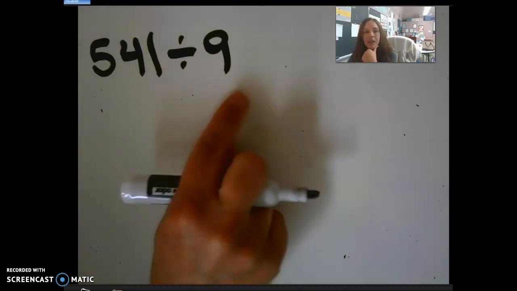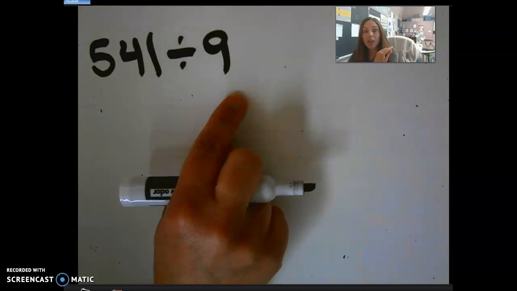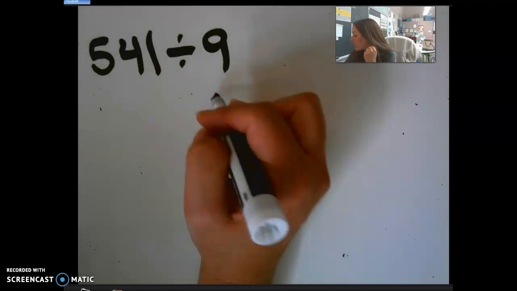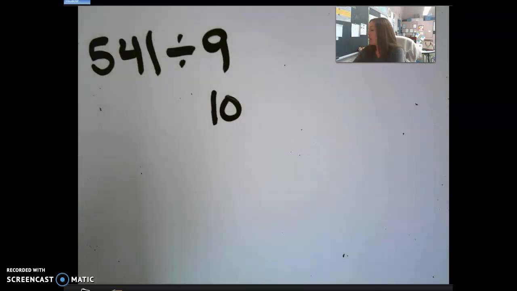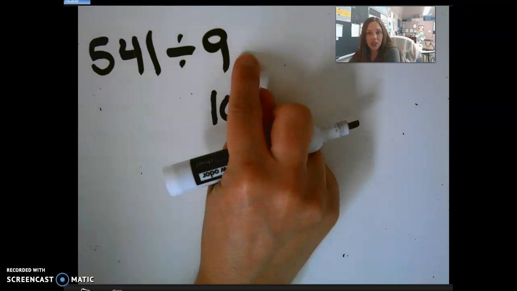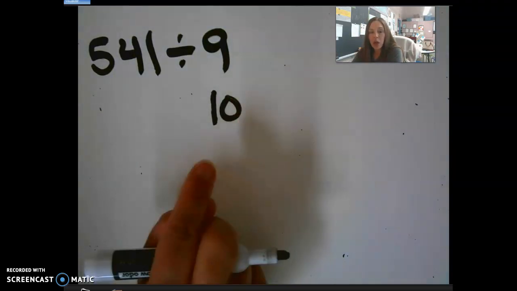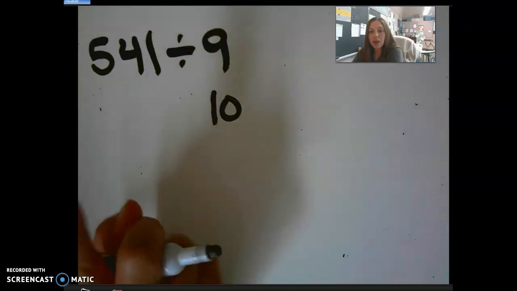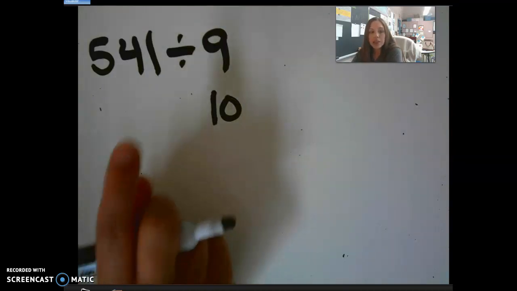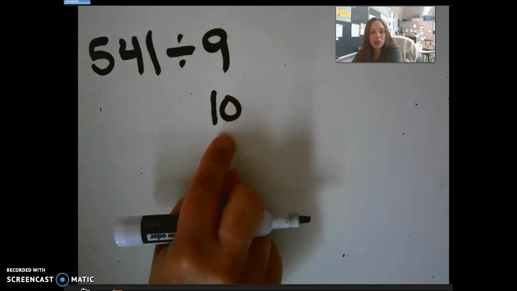Let's first start with the 9. What really nice round number is 9 close to? Well, 9 is really close to 10. When we have a single digit, we're either going to go down to 1 or up to 10, whatever is closest. Well, 9 is closest to 10, so we're going to go to 10.